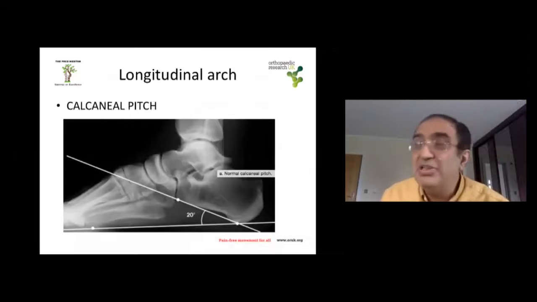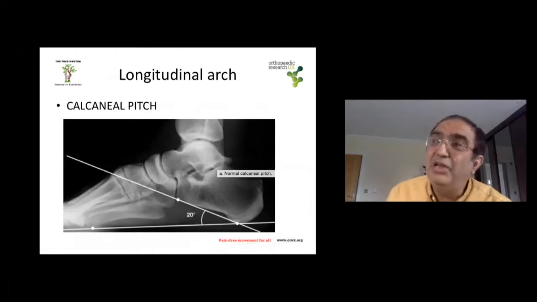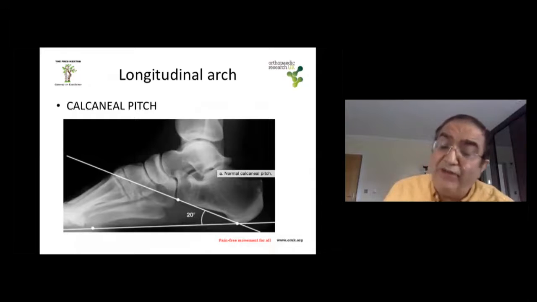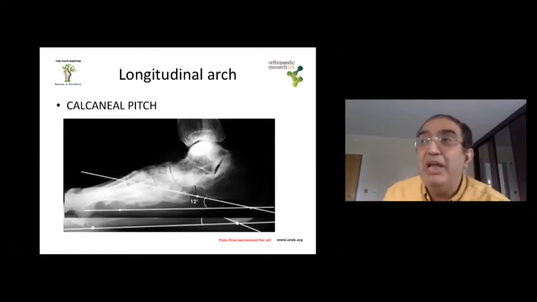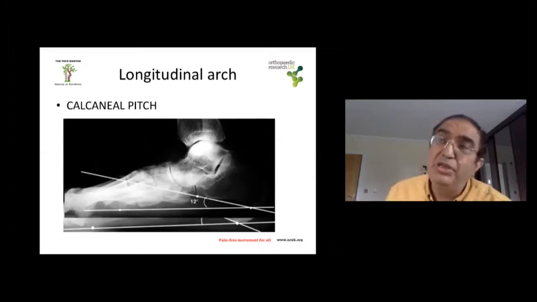Then we are talking about the calcaneal pitch. So calcaneal pitch is a line along the inferior border of the calcaneum and line along the plantar surface of the foot. And normally it ranges from about 25 to 45. So here you can see that in a flat foot, the calcaneal pitch may be reduced. So that's the other important thing which tells you there's a sagittal plane problem.